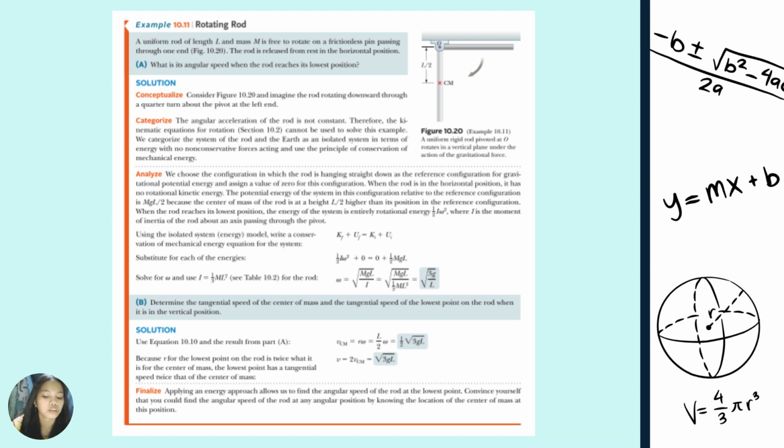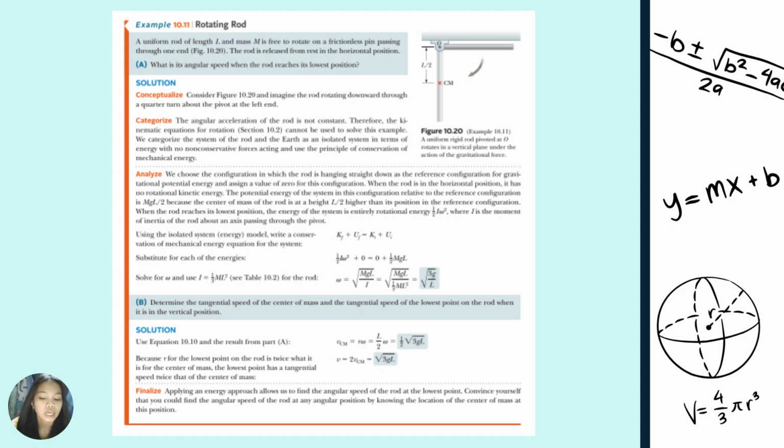configuration relative to the reference configuration is mgL/2, because the center of mass of the rod is at a height of L/2 higher than its position in the reference configuration. Moment of inertia of the rod about an axis passing through the pivot. Use the isolated system or energy model.